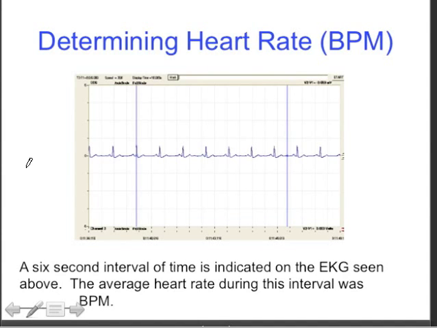You can see little versions of the wave here. I'm just going to draw a big version of the wave. So this would be the P wave, then the QRS complex, and the T wave. Okay? P, QRS, and T.